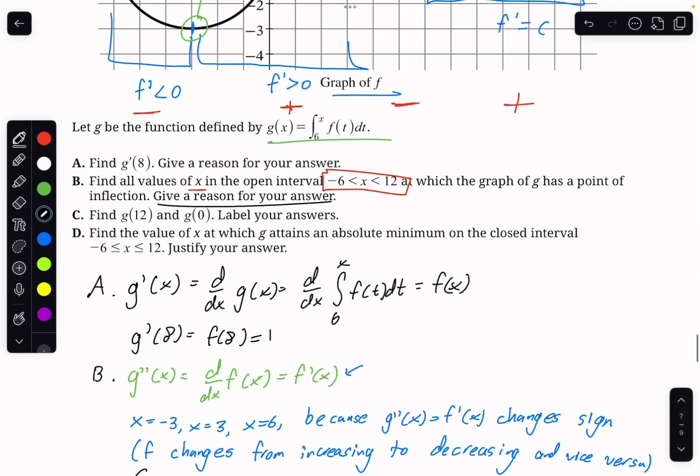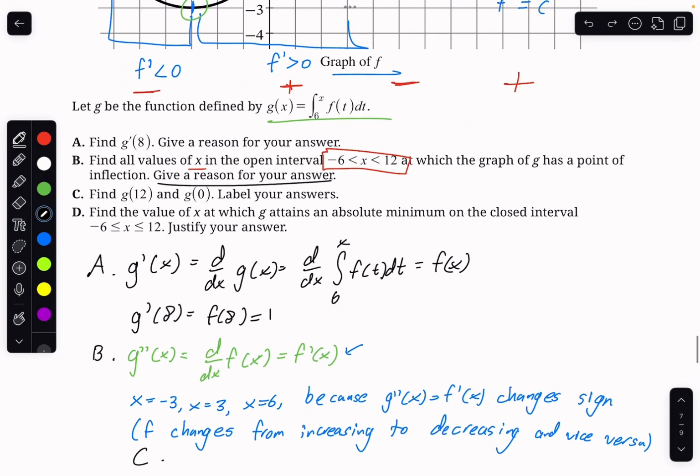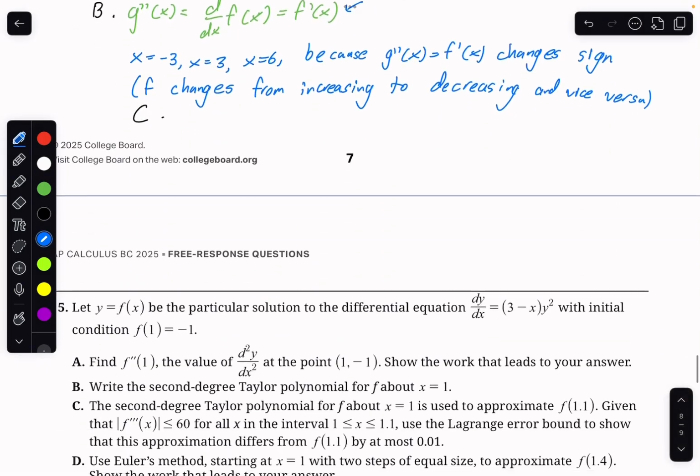Part C. Find g of 12 and g of 0. Label your answers. Very simple. It's just plugging it into the function g. Beware of the little 6 here. Many people got confused when they saw that.